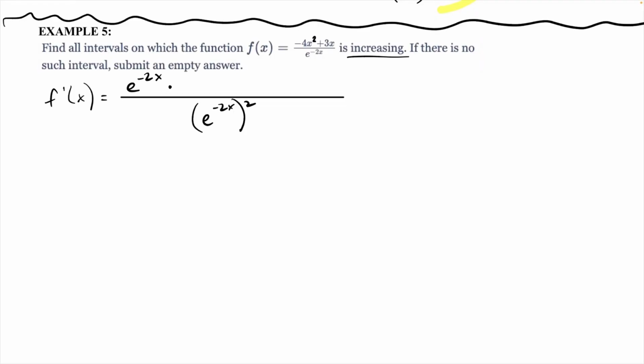times the derivative of the high, which is negative 8x plus 3, minus the opposite, the high times the derivative of the low.